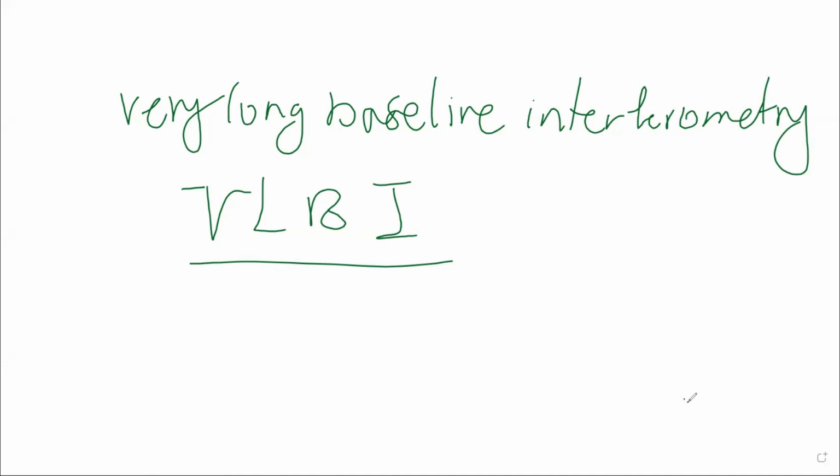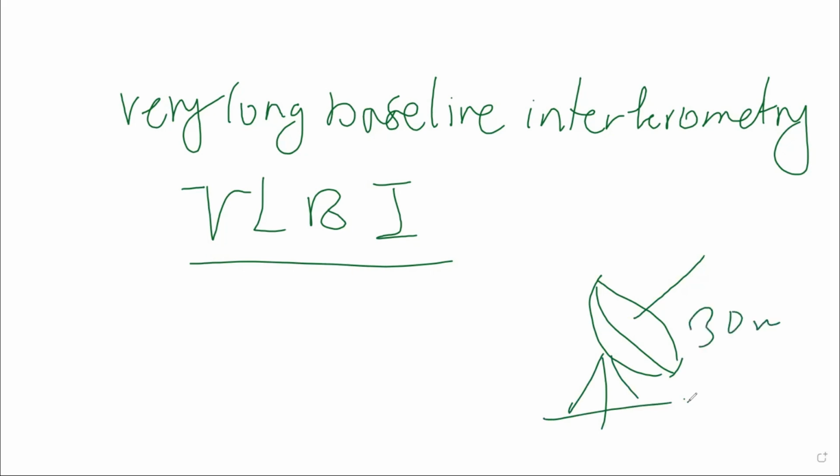The problem is that these VLBI stations need to have big radio telescopes like this, big dishes, maybe with a radius of 30 meters, to receive very big signals from the sky. They can receive these signals for astronomical studies. Also, we can use these signals for the geodetic studies that I'm going to talk about today.